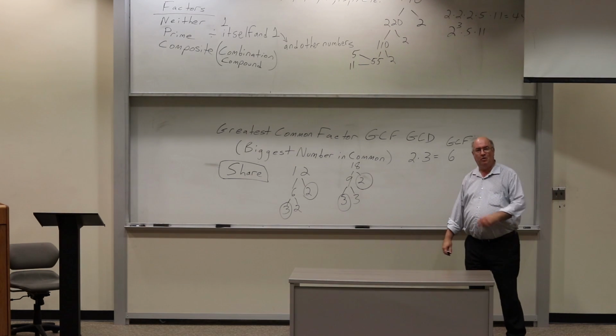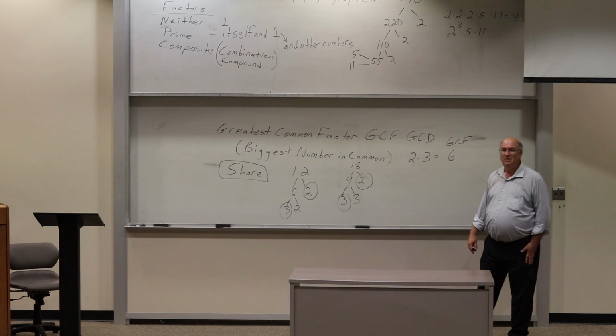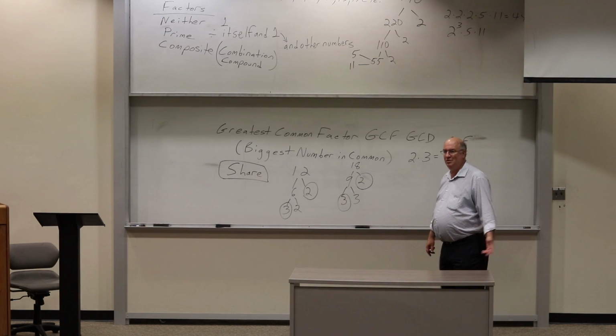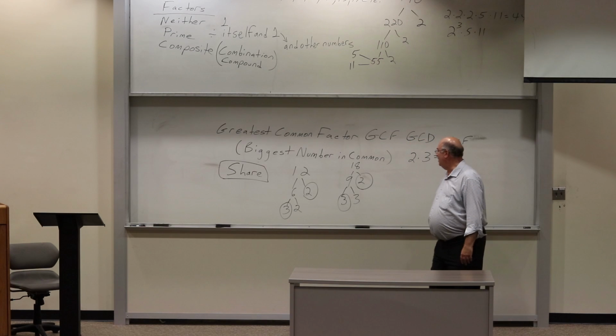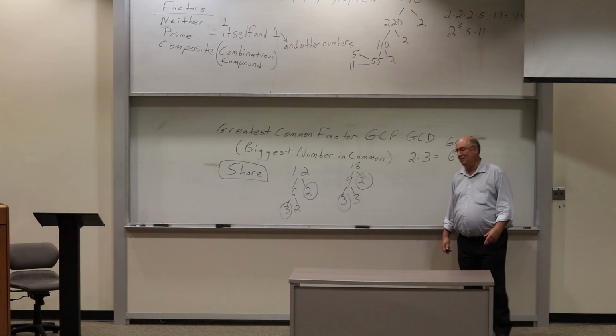You might have numbers that don't have a greatest common factor. You have two prime numbers. You have 17 and 29 or something like that. You can always say that they have 1 for the greatest common factor.